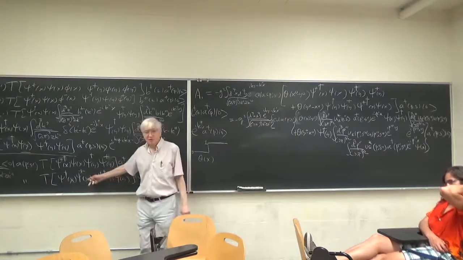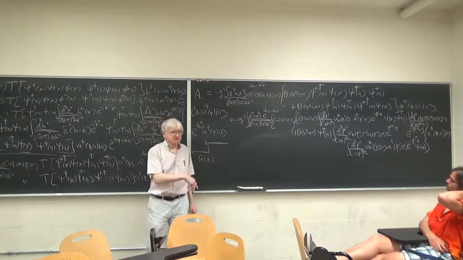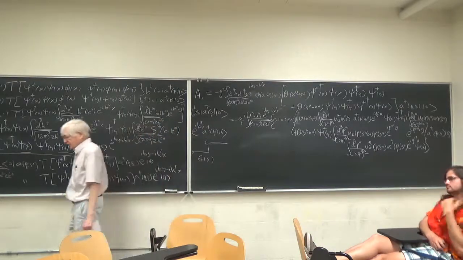And then when we do amplitude 2, we'll get the other term in the Feynman propagator for fermions.